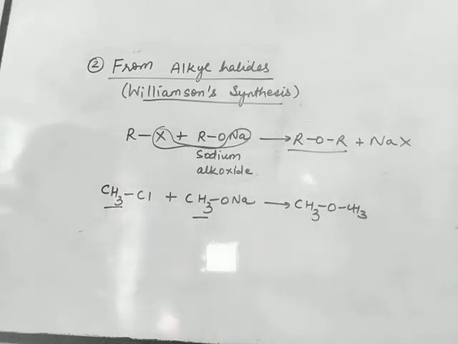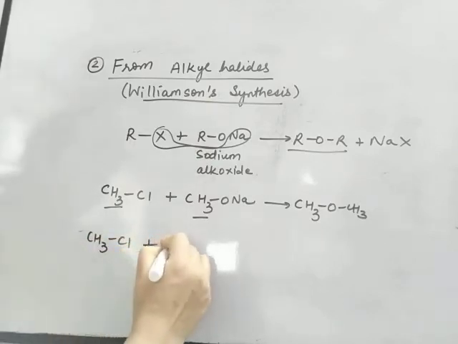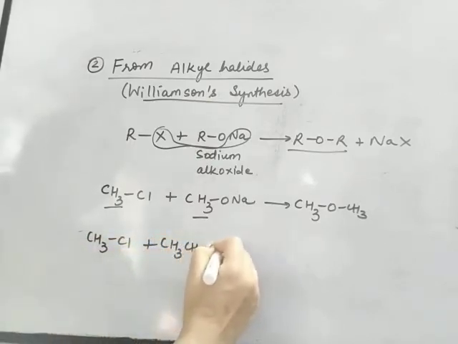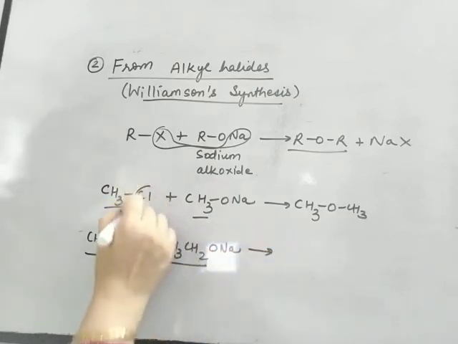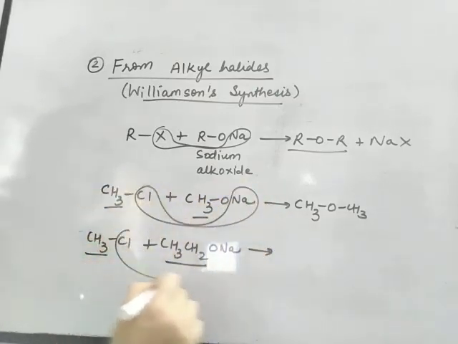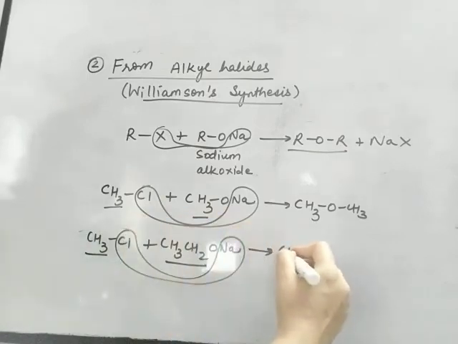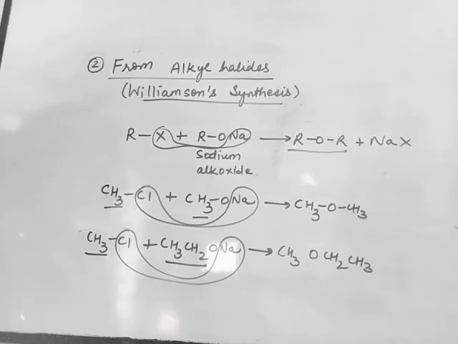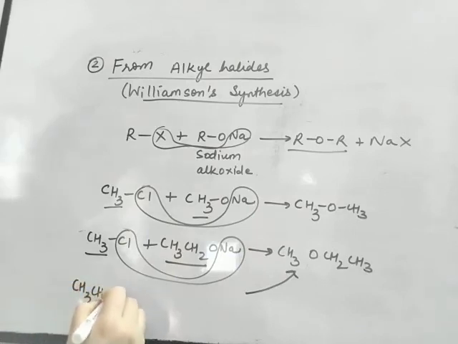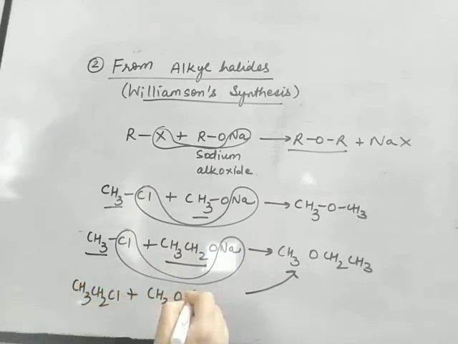Now suppose this is one carbon halide and this is 2 carbon alkoxide. So what I will get? Again here also this NaCl is removed. So what I will get? CH3OCH2CH3. This is unsymmetrical ether. Now for preparing this ether I can also use like this. I can take 2 carbon halide and 1 carbon alkoxide.